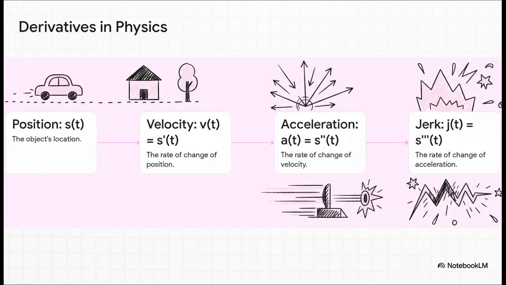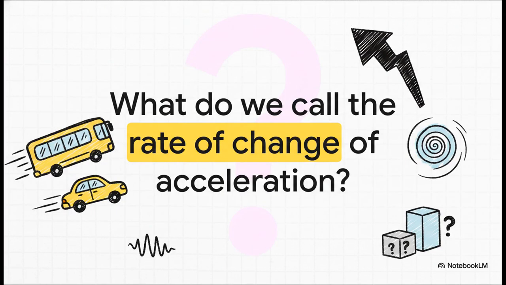If you start with a function for an object's position, its first derivative is its velocity, how fast it's moving. The derivative of velocity, which is the second derivative of position, is its acceleration. And you can keep going. The derivative of acceleration is the third derivative of position. And that has a name too. It's called jerk. So acceleration is the rate of change of velocity. But what do we call the rate of change of acceleration? We just said it. Jerk.